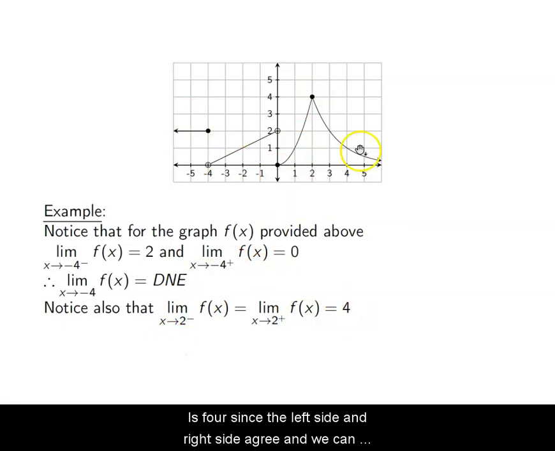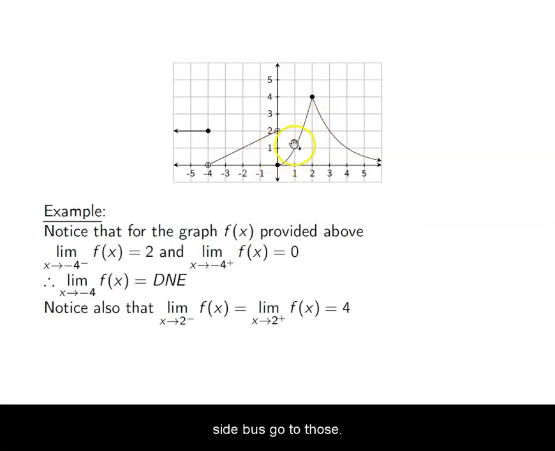And we can look at plenty of other places here. Let's say 1: as I come from the left towards 1, and as I come from the right towards 1, both of those come to the value of 1. So the limit of my function as x goes to 1 is 1, since the left and right sides both go to that value.